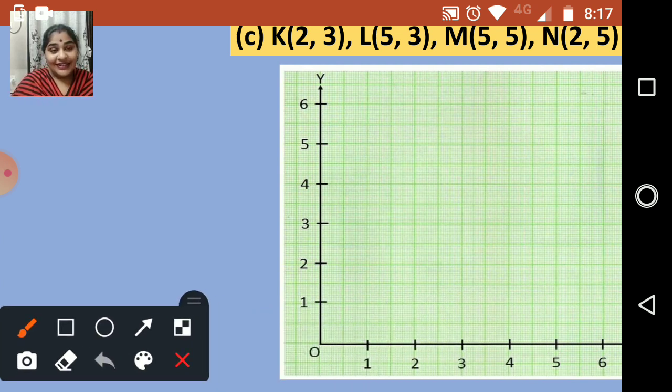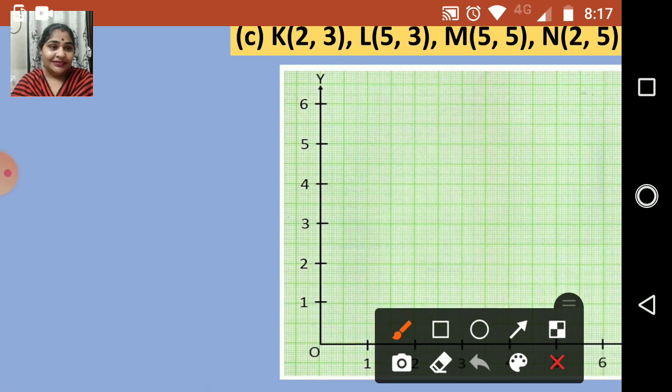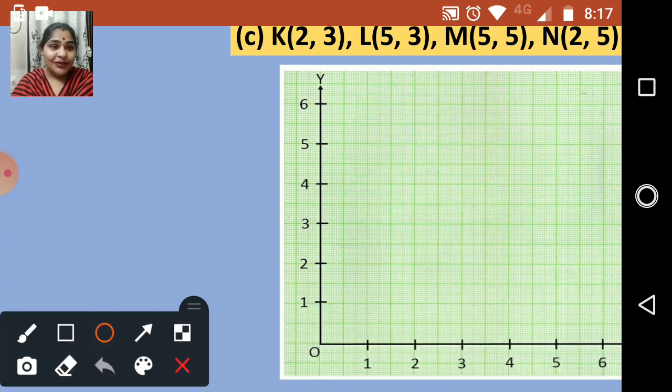Point K coordinates are 2, 3. That is, the x coordinate is 2 and the y coordinate is 3. So let us begin. Children, x coordinate 2 is here, and if I go ahead with the y coordinate as 3, I'll go up 1, 2 and 3. So this is my point K. I'll mark my point, children. Give me a minute. So you can see this is my point K, and I will mention here it is K.